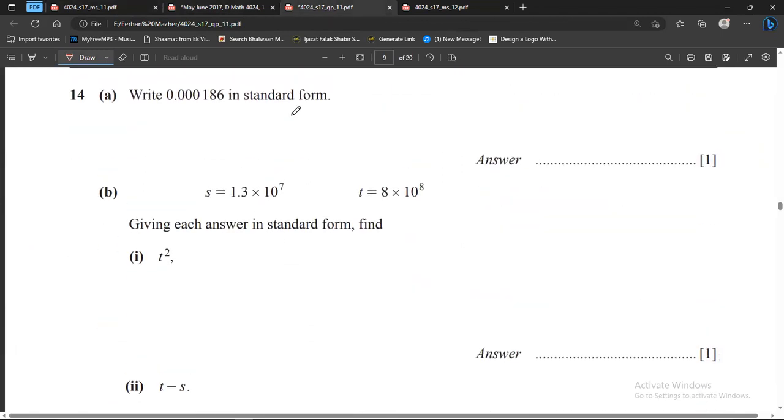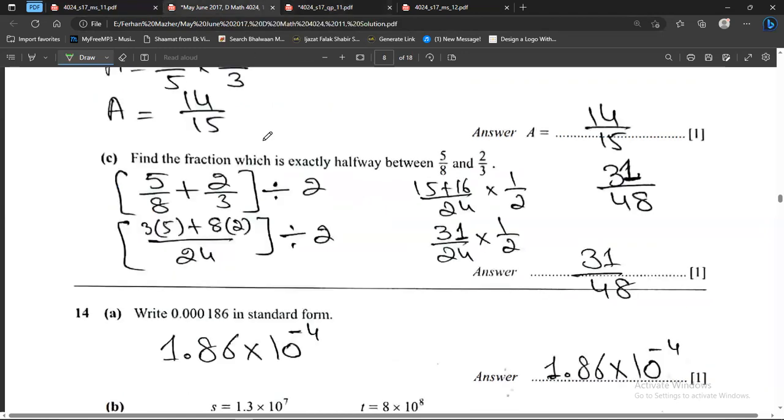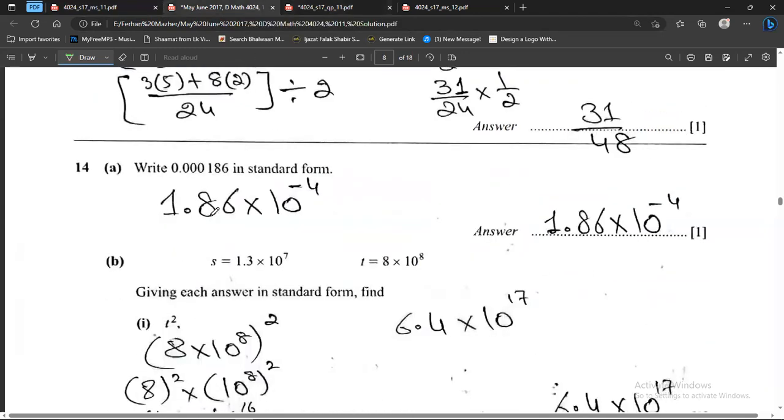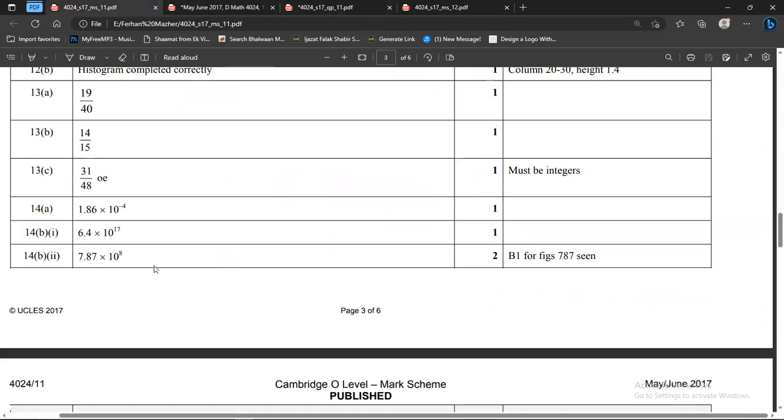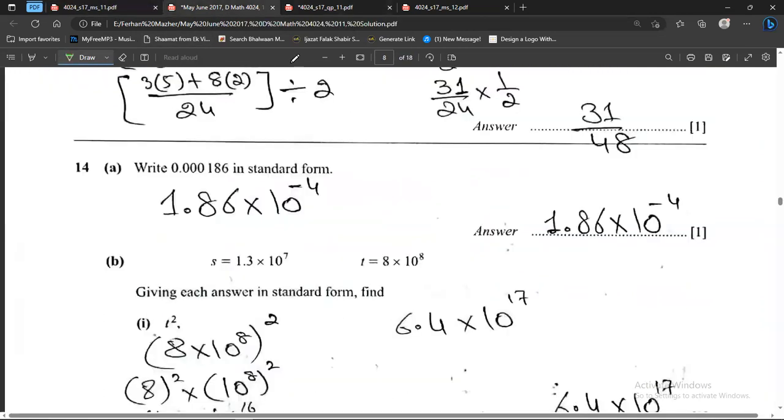He says question number 14A part, write 0.000186 in standard form. So we have to move this decimal to the right side, and I want this number to be more than 1 and less than 10. So it will be 1.86 exponent minus 4, because you have to move 1, 2, 3, 4 steps to the right side. So my answer will be 1.86 exponent minus 4.